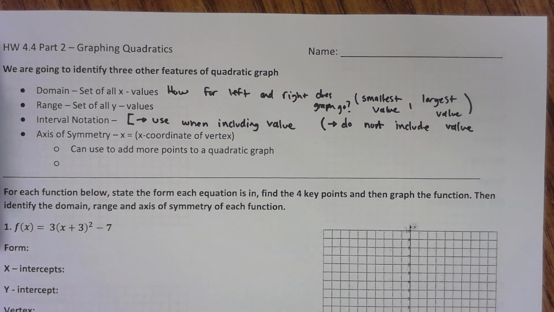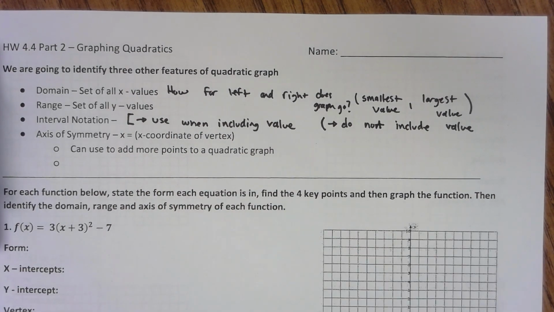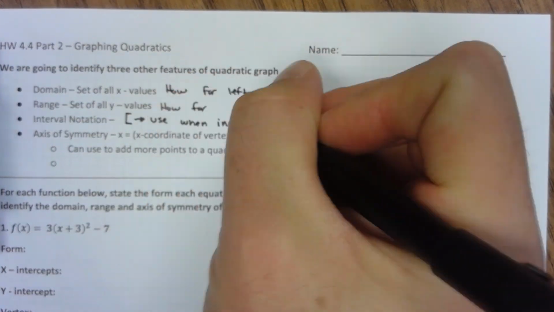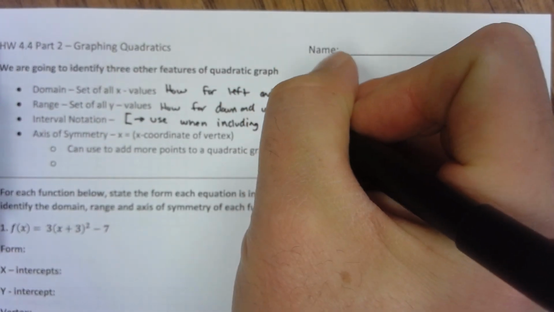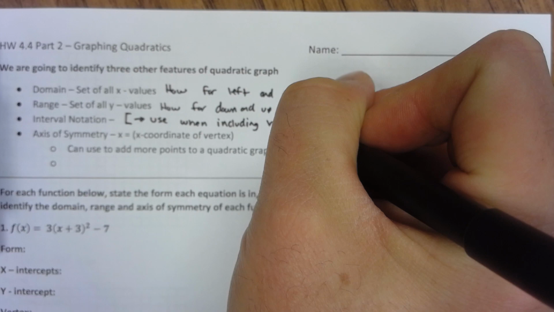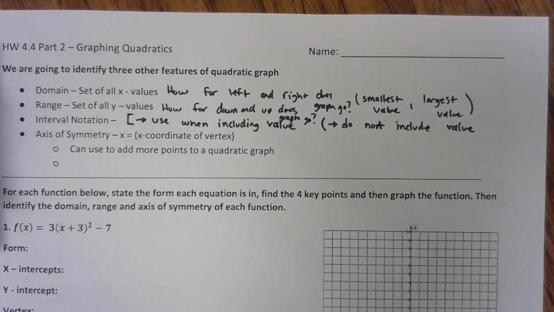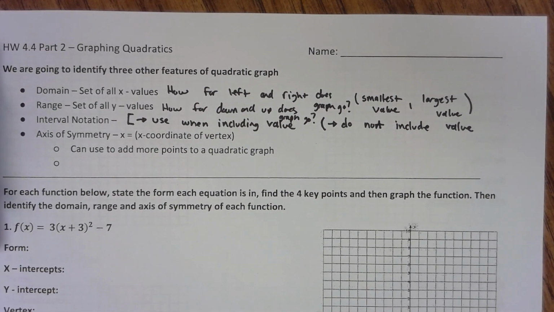And then for the range, the set of all y values, the question is basically the same, but now we want to think about it in terms of how y moves. Y moves up or down. So now the questions we ask ourselves are how far down and up does the graph go? How far down is the smallest value? How far up it goes is the largest value. Again, those 2 questions should always lead you to describe what the domain and range is.